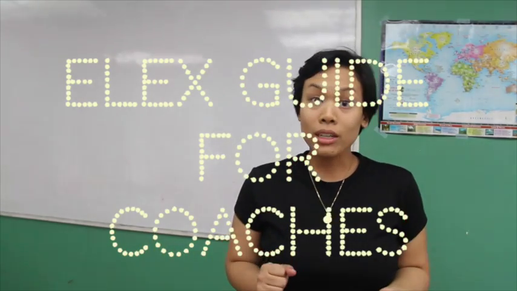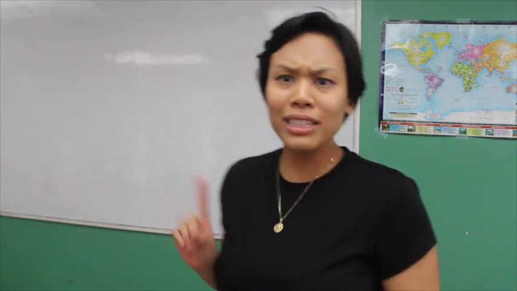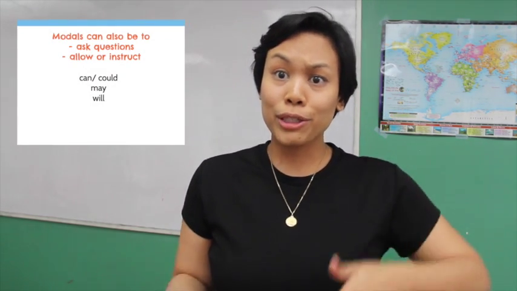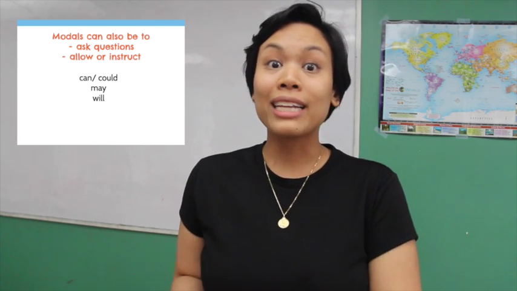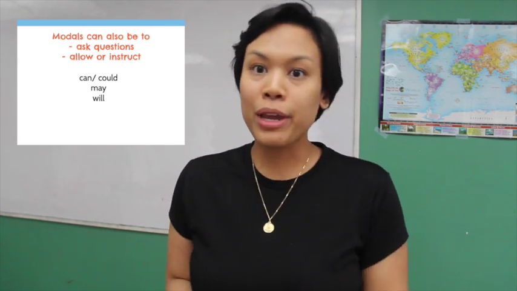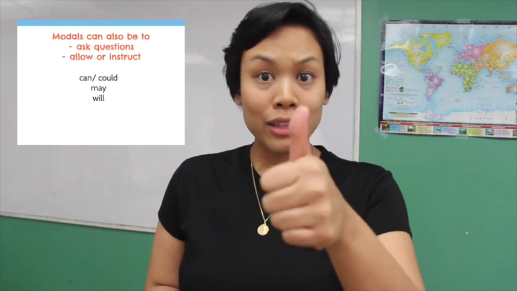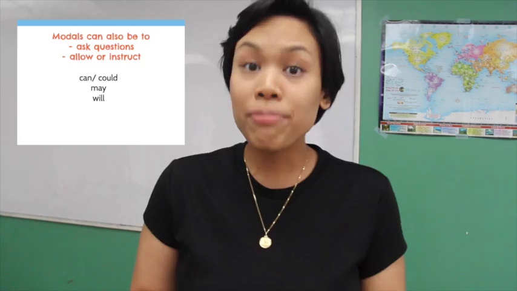Alright, now, modals can actually also be used to ask questions and to allow someone to do things, to give them instructions. So you notice that these words that you see on the screen are almost exactly the same as the words we saw in part 1, but we're using them in a different way now. There are many different ways that you can use just these 4 words: can, could, may, and will. Let's see how we can use them to ask questions, ask for permission, and give instructions, or to give permission.